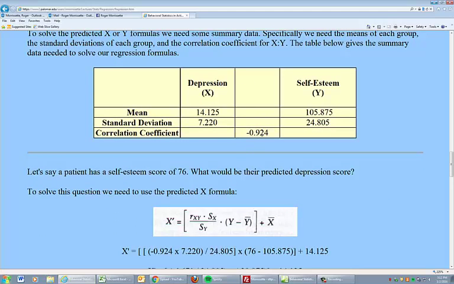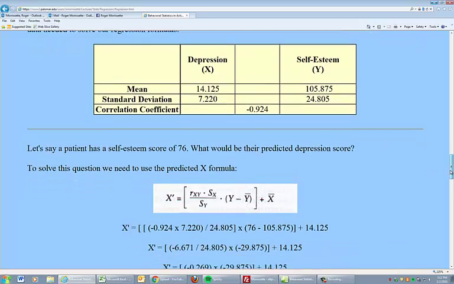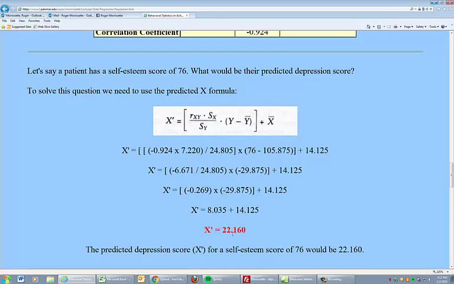You take the correlation value, plug it right in there. Standard deviation of X, plug it in there. Standard deviation of Y, put it in there. Y is in the question, 76. The mean of Y, 105 and change. The mean of X, 14.125. Plug them all in, solve. 22.160 is the predicted X value.